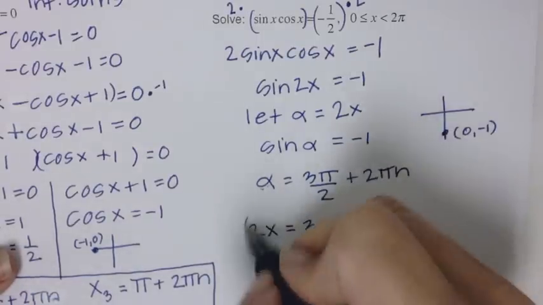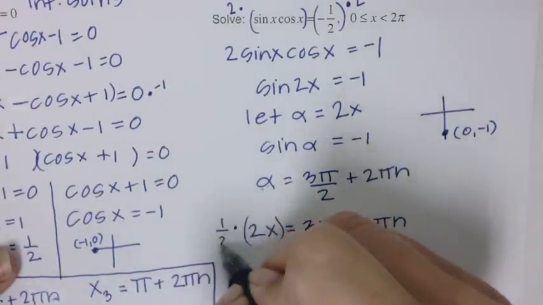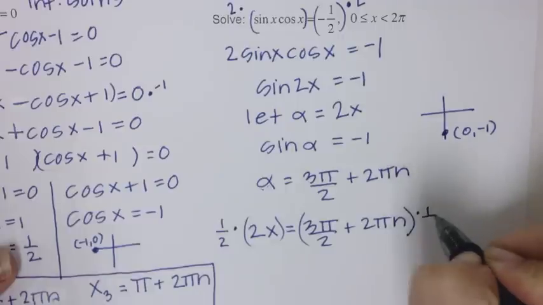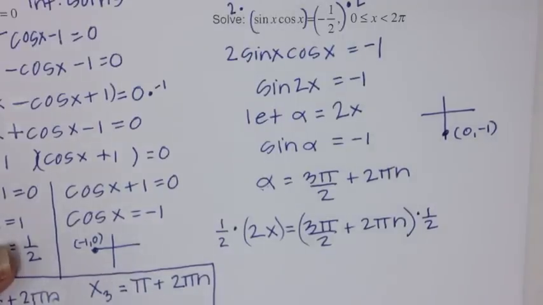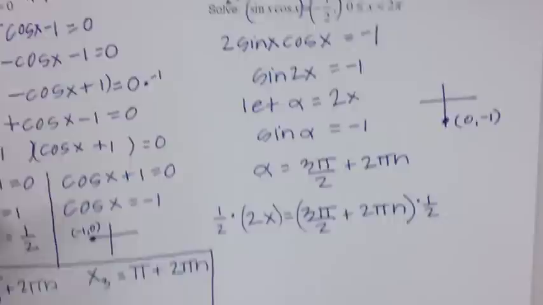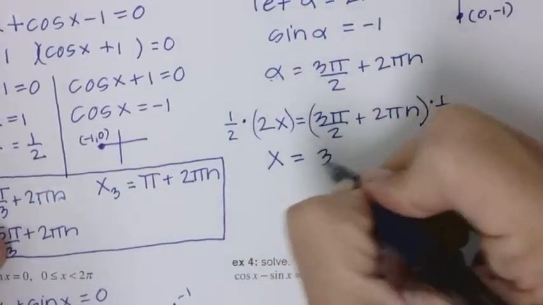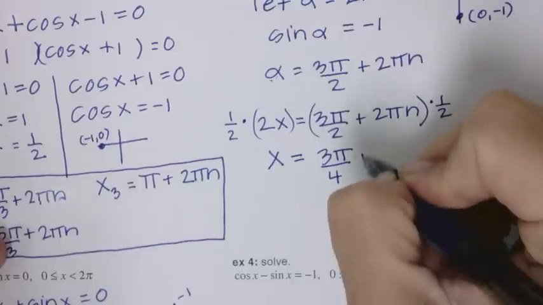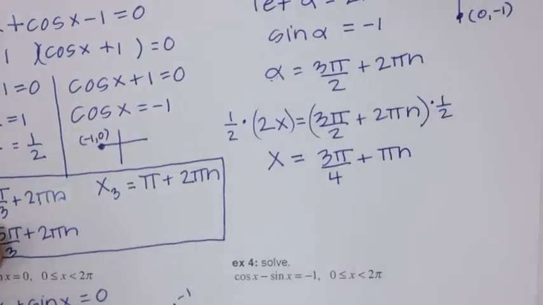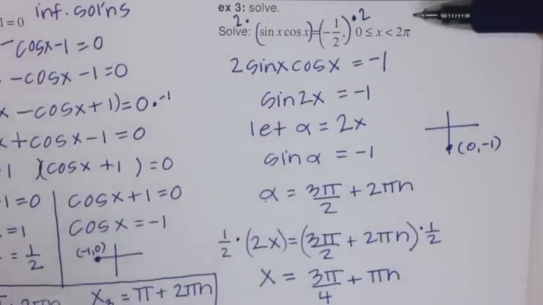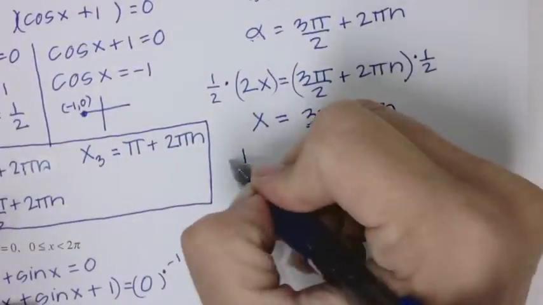And then I'm going to multiply both sides by 1/2. It's the same thing as dividing by 2, but I think it's going to be a lot easier to work with our fractions over here if we leave it as multiplication by 1/2. That's going to be 3 pi over 4, and that's going to be pi n. So there's our infinite solution equation, but up here it does give us the condition that we want x to be from 0 to 2 pi.